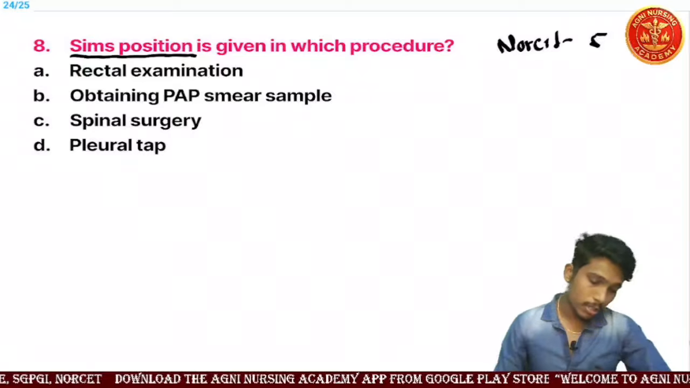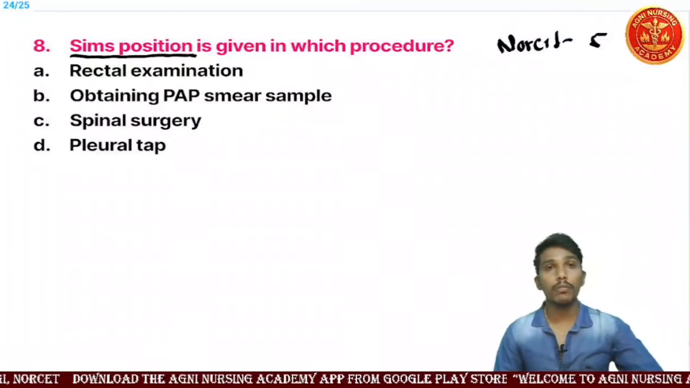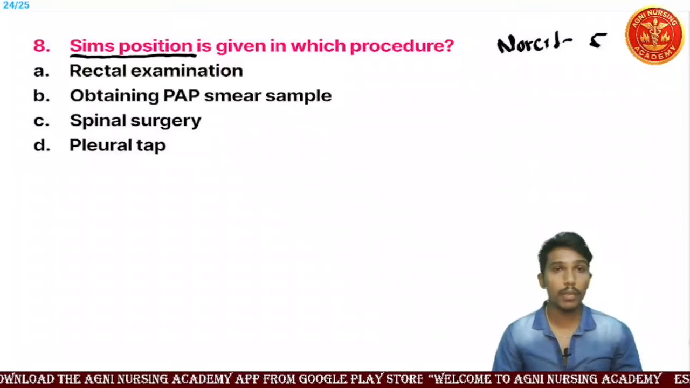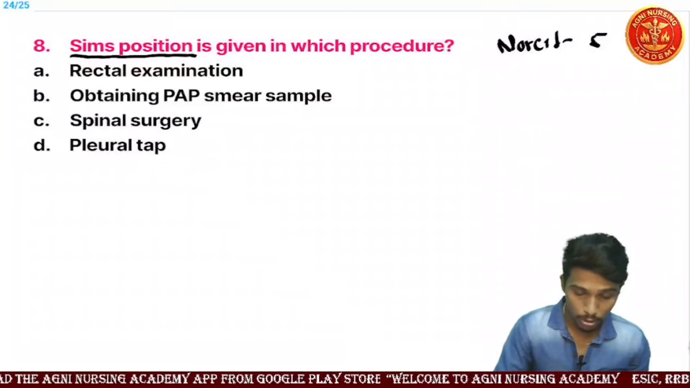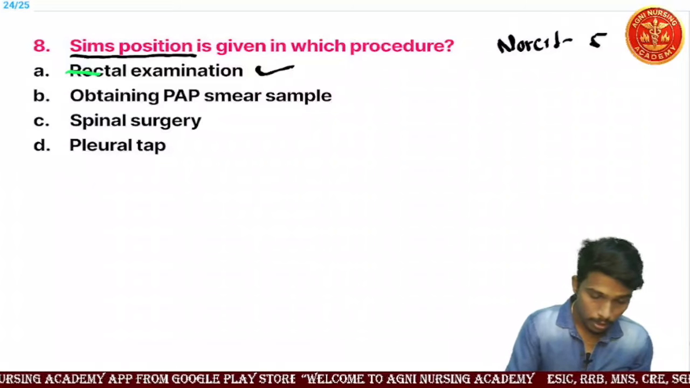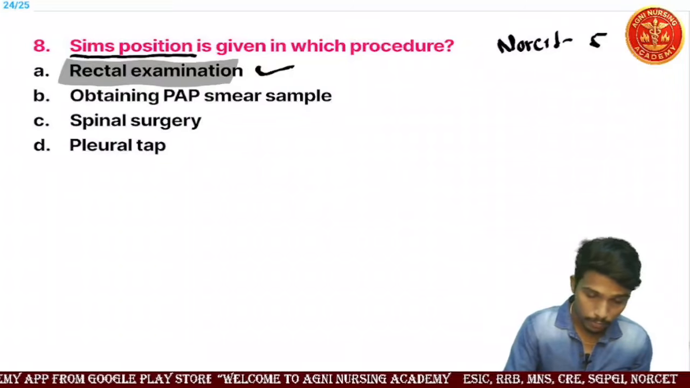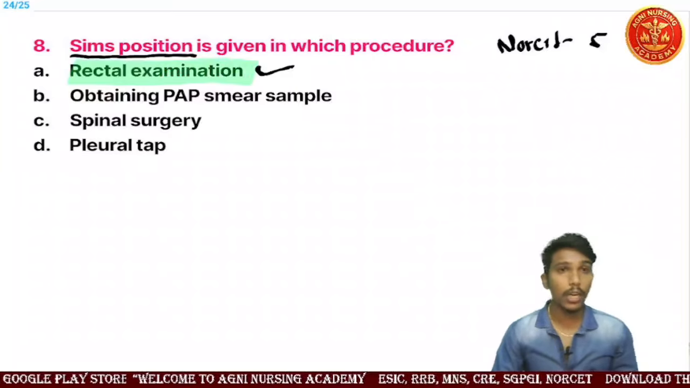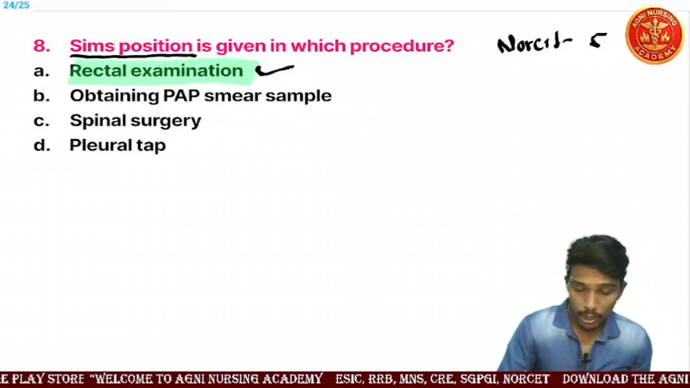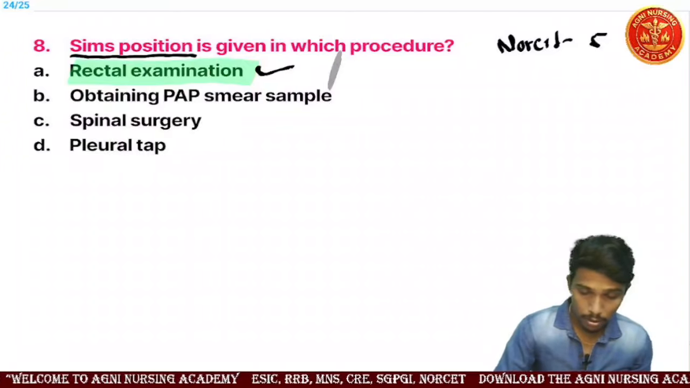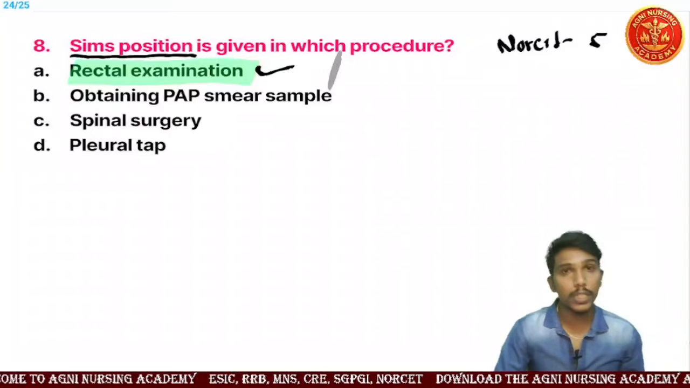in this SIMS position we will give for rectal examination. For rectal examination we will use the SIMS position. So the correct answer of this question is A. Option A is the correct answer. In anemia also, we can give the SIMS position.